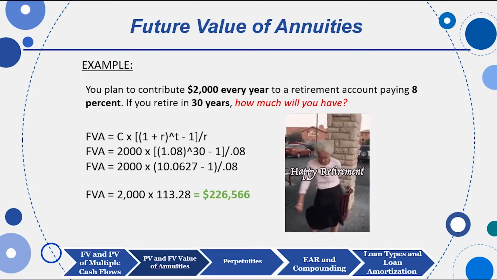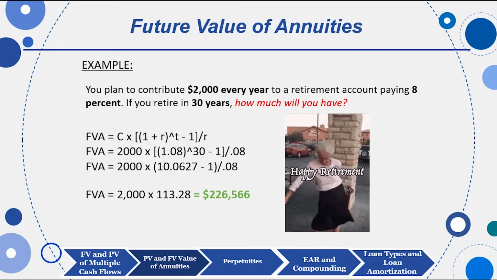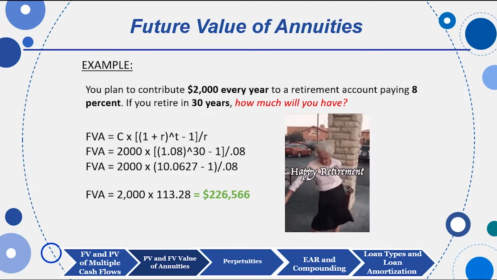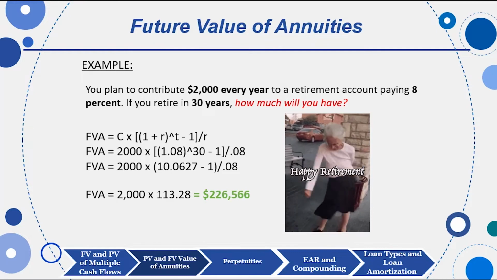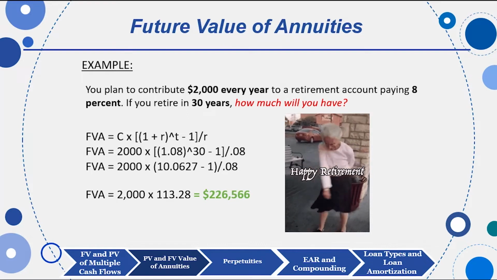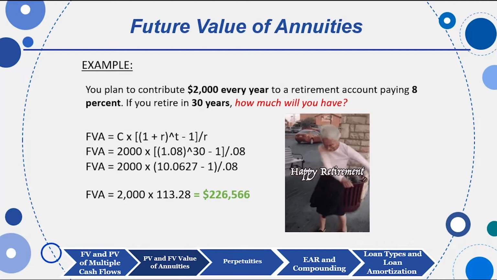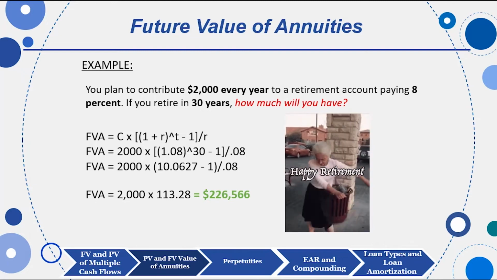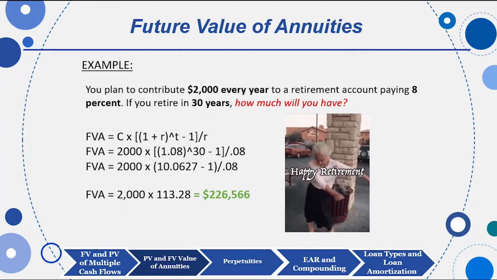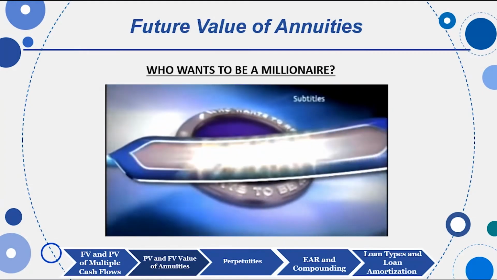So here we're going out to the future, out to the right, to time T. In this case, T is 30. And so 2,000 is your constant cash amount. Rate is 8%, 0.08. Time is 30. And I get a future value of this annuity of $226,000. So not just 30 years times 2,000, $60,000, but since it's compounding and compounding on interest, we're going to see a total at the end of 30 years of $226,566.